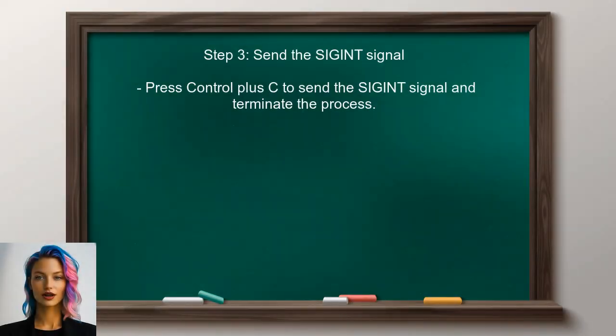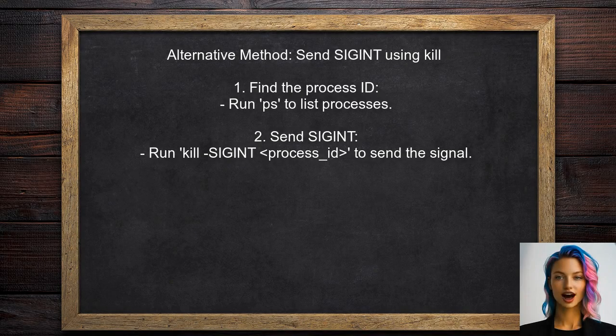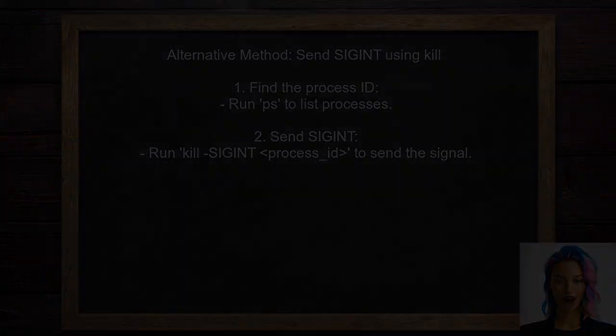Once the process is in the foreground, the user can send the SIGINT signal by simply pressing Ctrl+C. This will terminate the process gracefully. If the user needs to send the SIGINT signal without bringing the process to the foreground, they can use the kill command with the process ID. To find the process ID, they can use the ps command.